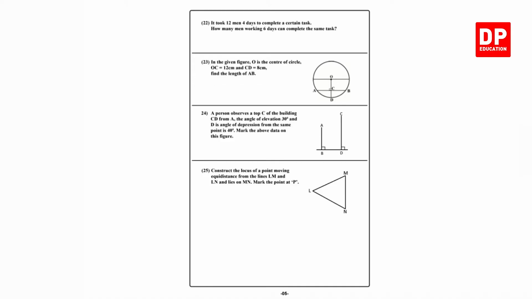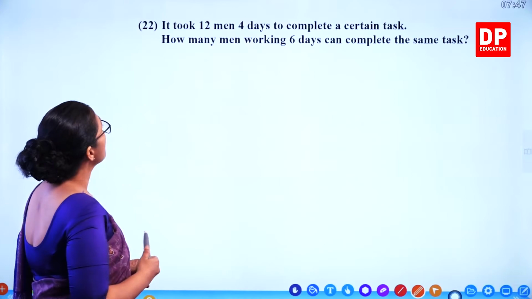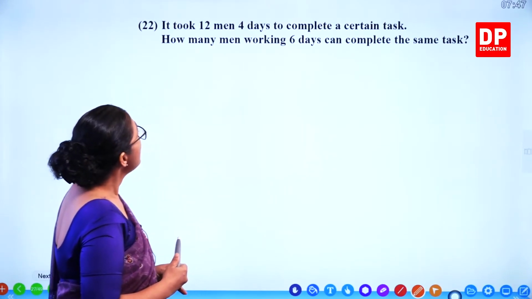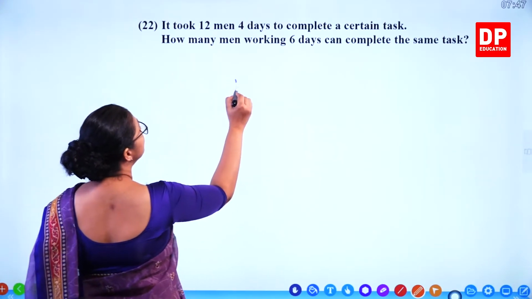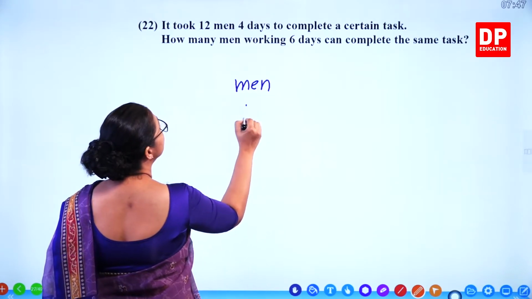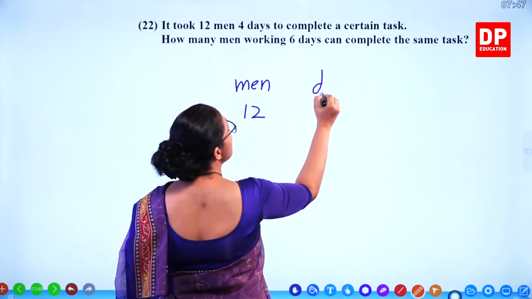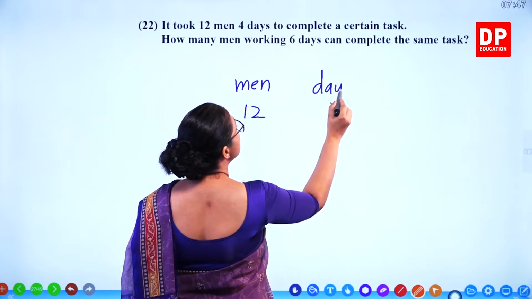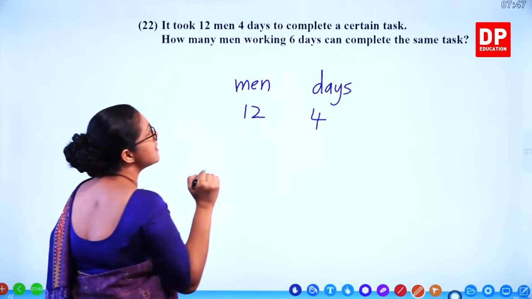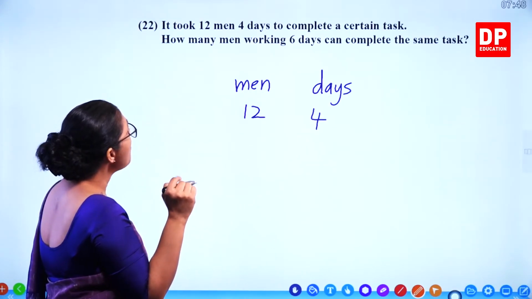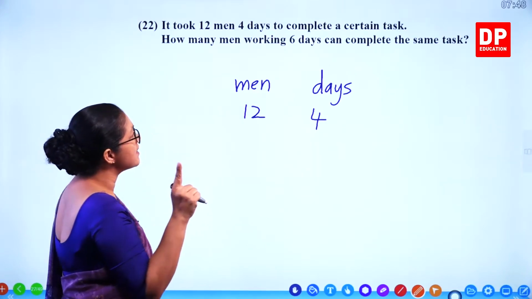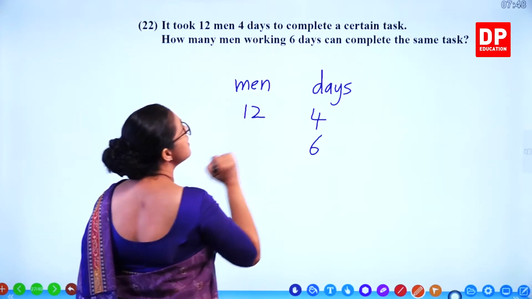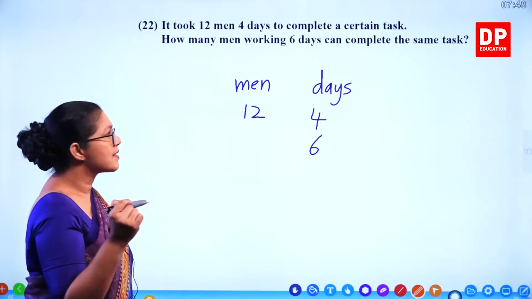Now we'll take the next one. So you can try question number 22 to 25. Question number 22. It took 12 men 4 days to complete a certain task. How many men working 6 days can complete the same task?